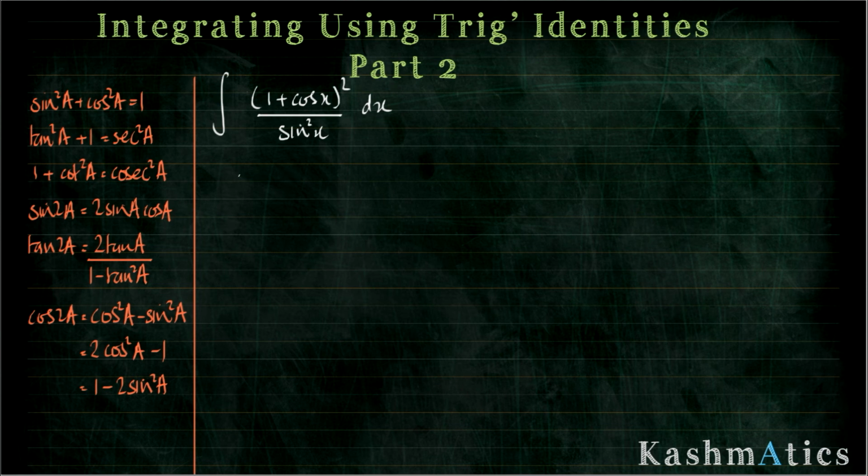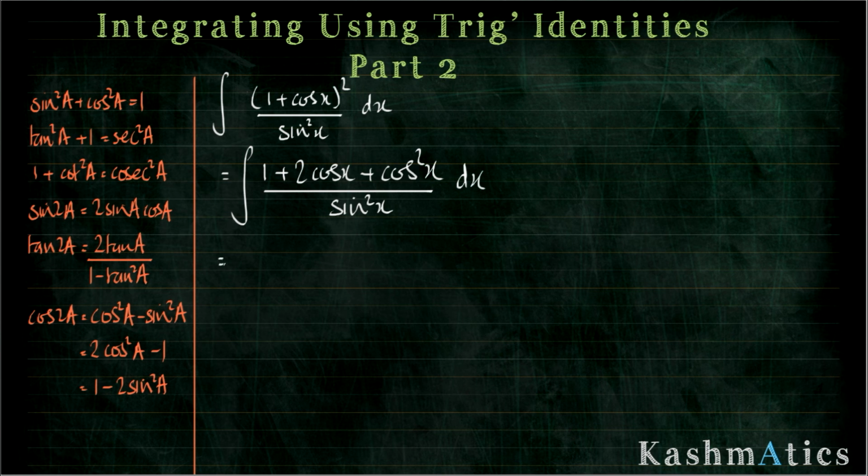The last example I'm going to go through is this one here. It looks a little bit complicated, but just like I said before, just do something with it. And more often than not, you'll get to a point where you recognize where you need to go. So because I've got brackets, I'm going to expand those first. So (1 plus 2 cos x plus cos squared x) divided by sine squared x dx. And at this stage, because I've got a single term on the bottom, I'm going to try and split the fraction.